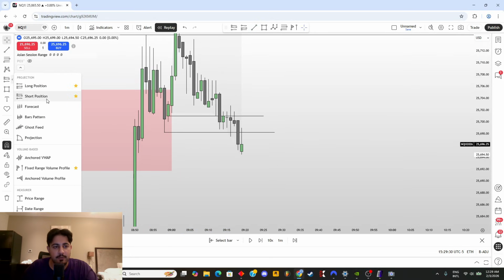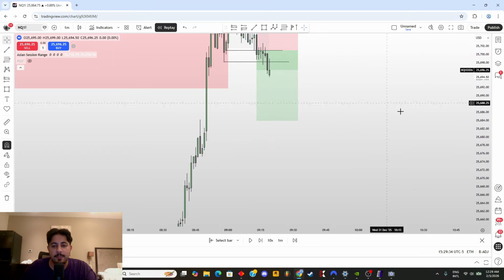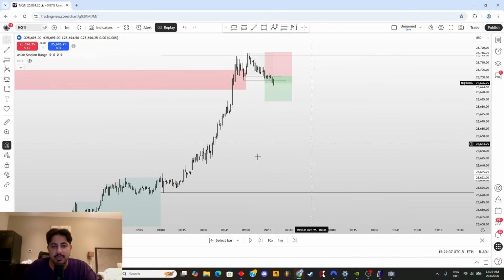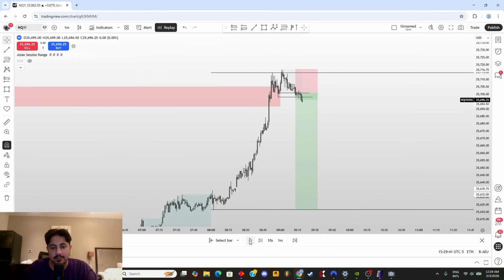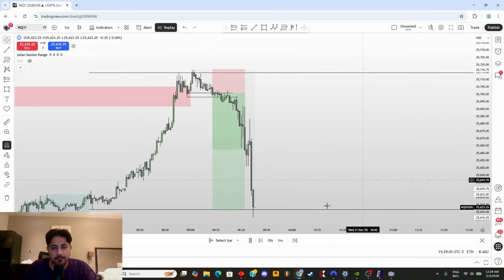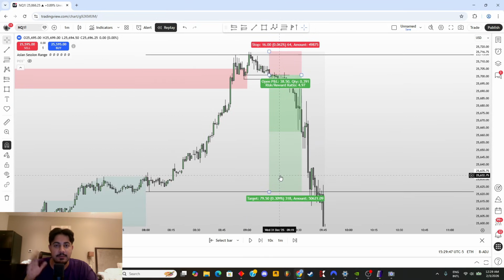So if you took your entry from CISD, your entry would be here. Your stop would go right above the high, and you would target pretty much the 8 a.m. low. And this would have given you 1 to 5, right? So let's see how this plays out. Just like that, 1 to 5, easy peasy, guys. So even if you lose 2 trades in a row, you are still profitable.